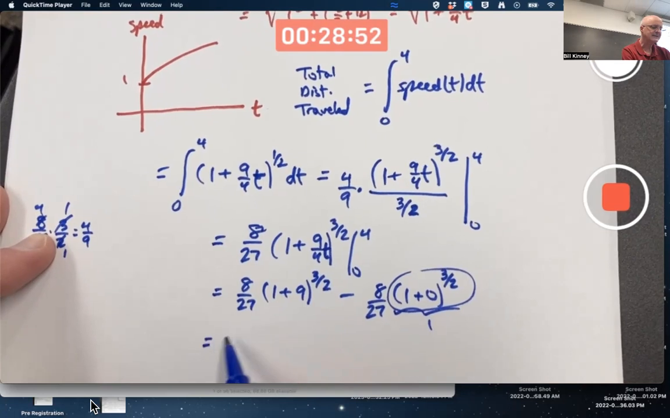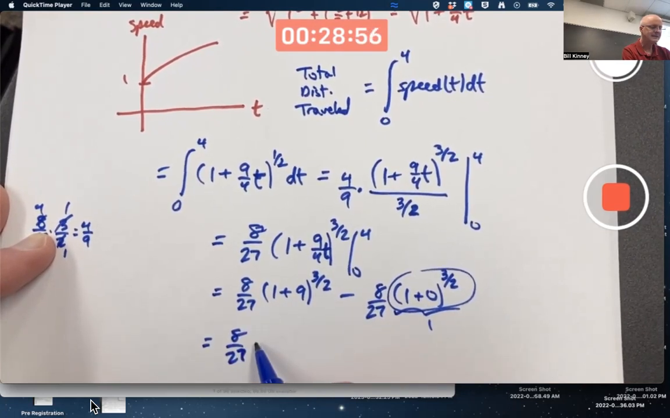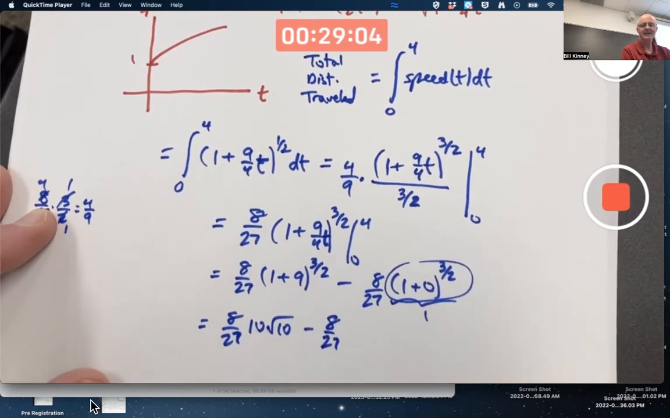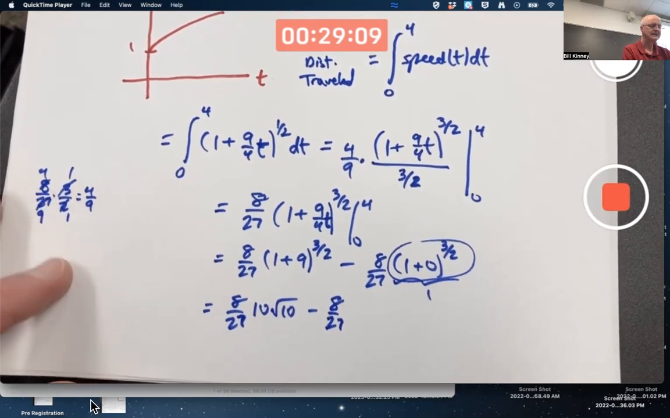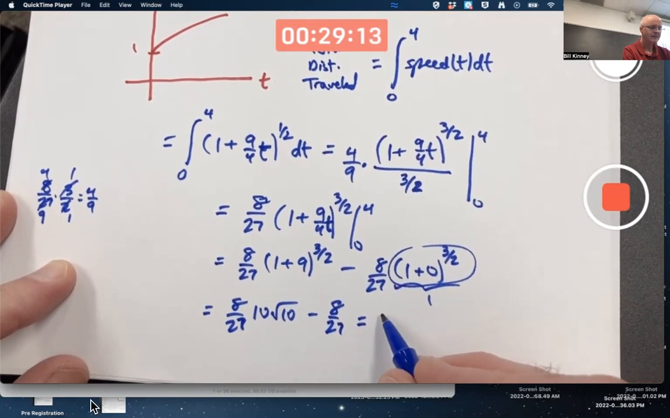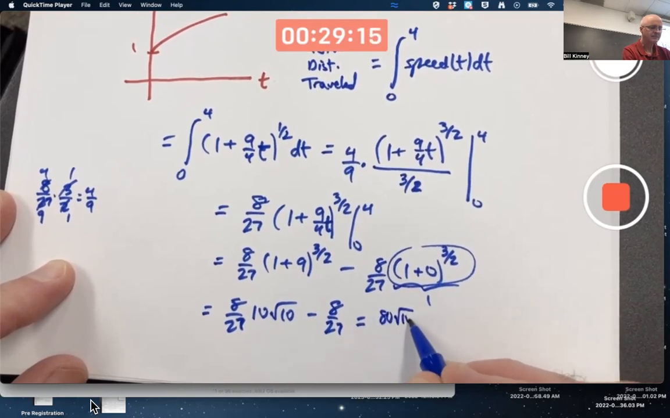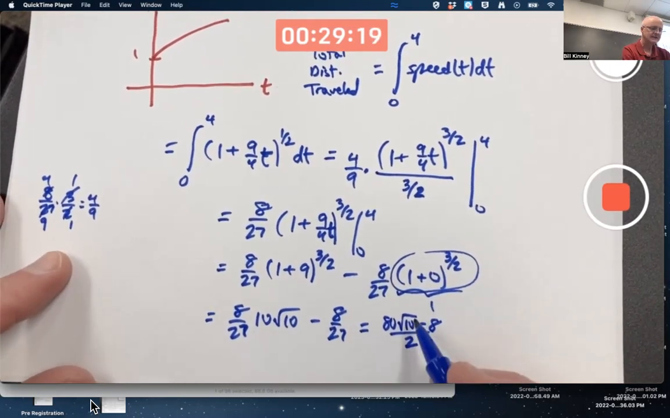The answer is not a nice number. It's 8/27 times 10 to the 3/2, which is the same as 10 times square root of 10, minus 8/27 times 1. It's not a nice number, but it is what it is. I could write it as one fraction if I like. 80 square root of 10 minus 8 over 27 is the distance traveled.